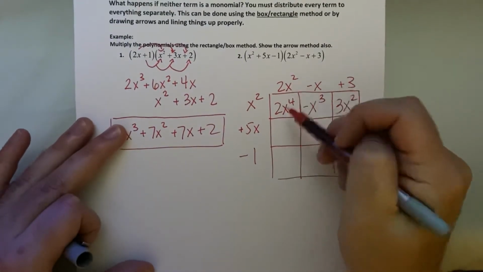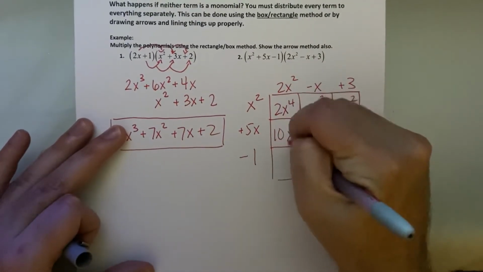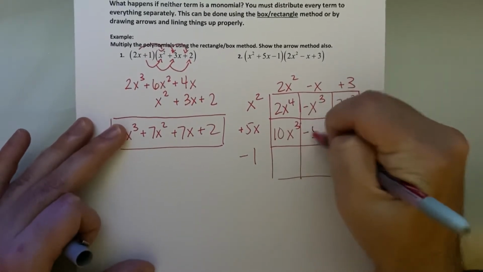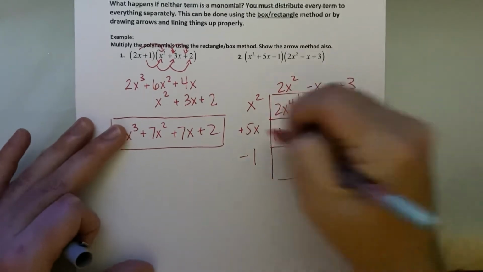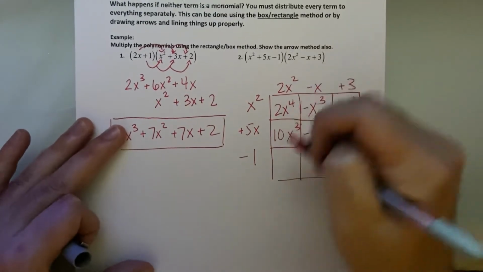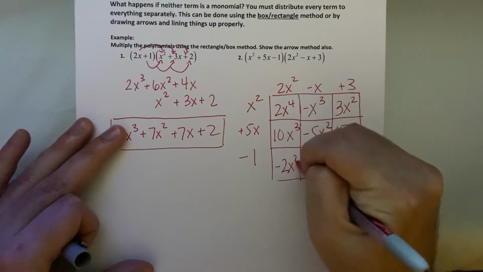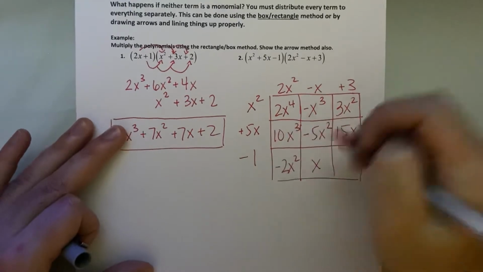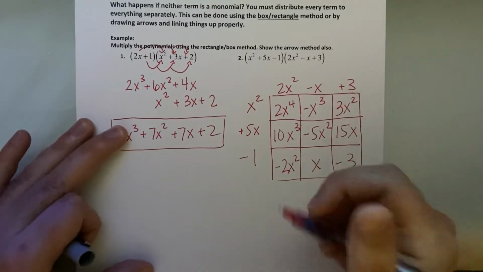Now 5x times 2x squared is 10x cubed. 5x times negative x is negative 5x squared. 5x times 3 is 15x. Negative 1 times 2x squared is negative 2x squared. Negative 1 times negative x is positive x. Negative 1 times 3 is negative 3.